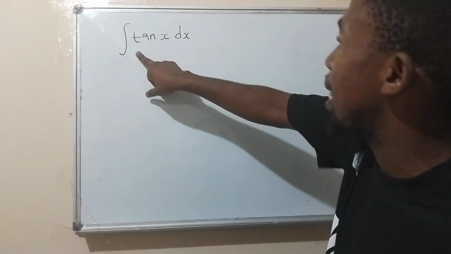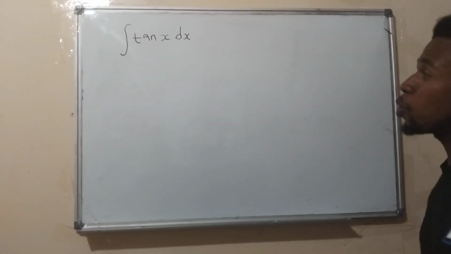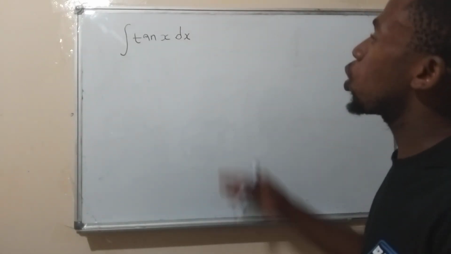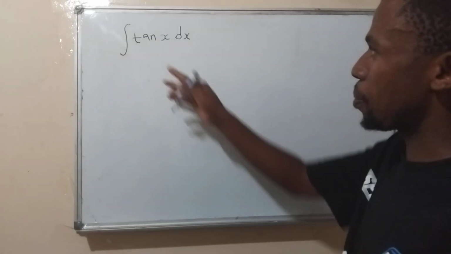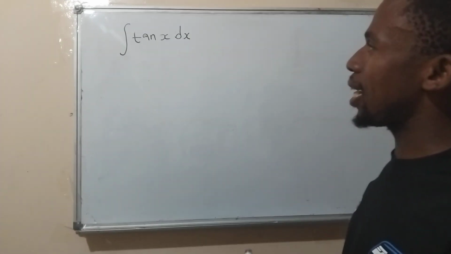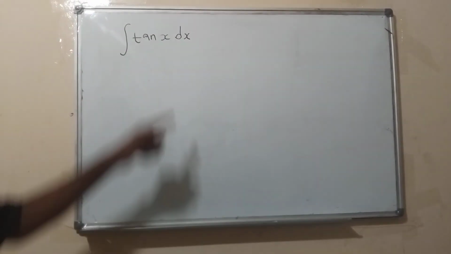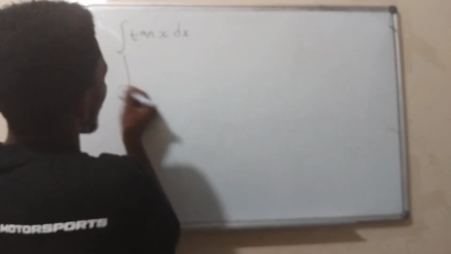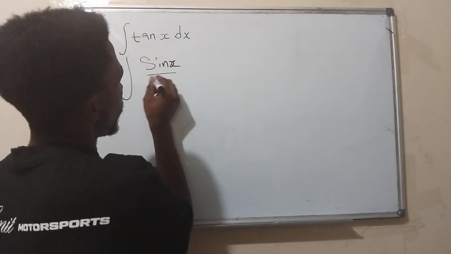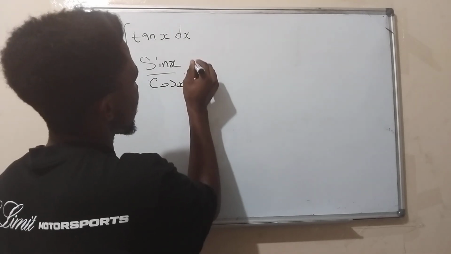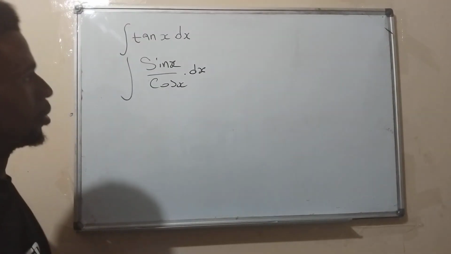I'm teaching maths. So this is the way to integrate tan x. Using what? Using u-substitution. You just need to express this. Simplify tan x. Tan x is equal to sin x divided by cos x, right? The integral of sin x divided by cos x multiplied by dx, right? So tan x is equal to sin x divided by cos x.